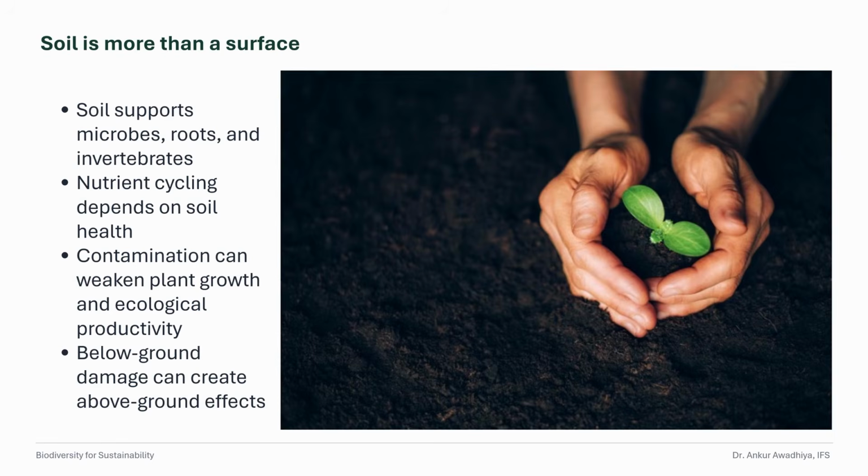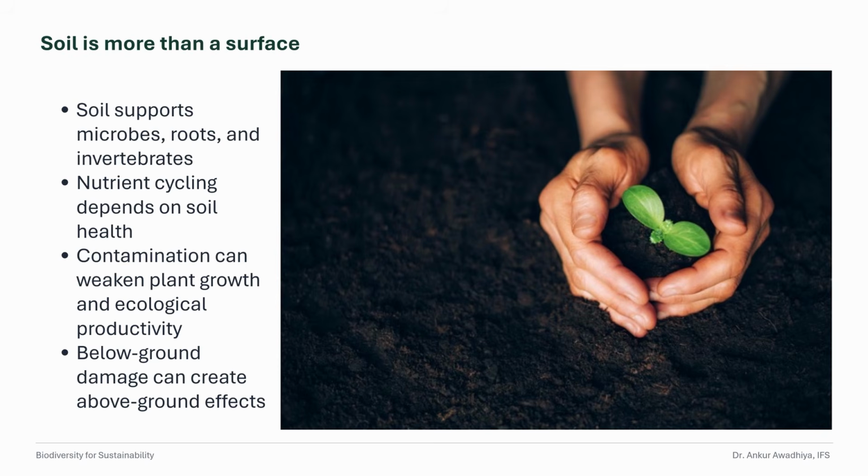Soil is not inert ground. It is a biologically active system. Nutrient cycling, decomposition, and plant support all depend on healthy below ground communities. When soil gets contaminated, the damage often begins underground but emerges above ground over time, as plants may grow more slowly or produce lower quality tissue. Herbivores, in that case, may lose nutritional support. Ecological productivity may decline across the system.